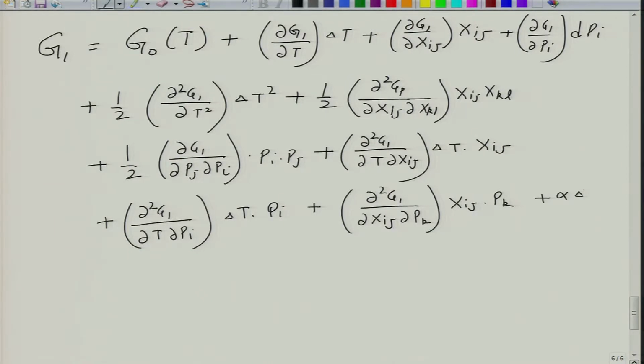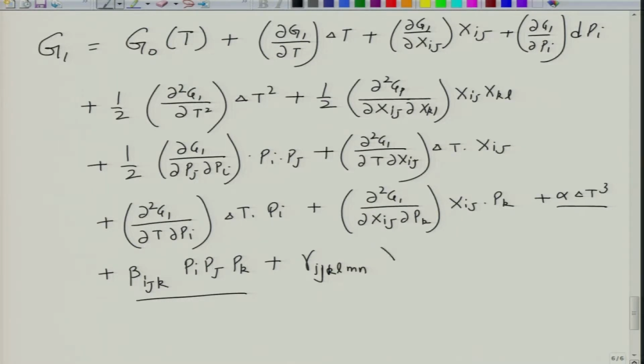and then we can have various other terms. We have alpha delta T cube, which is the volume expansion term, and then we have beta Ijk Pi Pj Pk, this is the third order term. So, now we take the third order term, and then we take gamma Ijkl Mn Xij Xkl into Xmn plus other higher order terms. So, this is a massive equation.